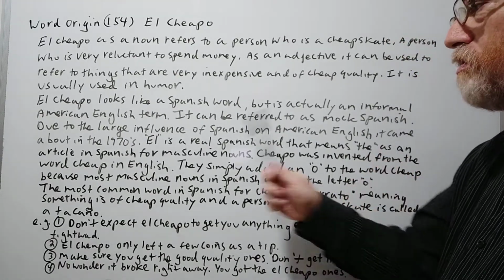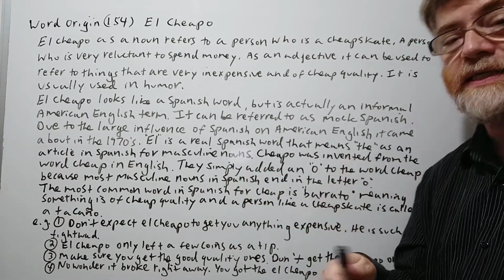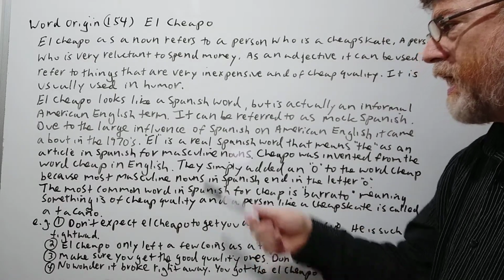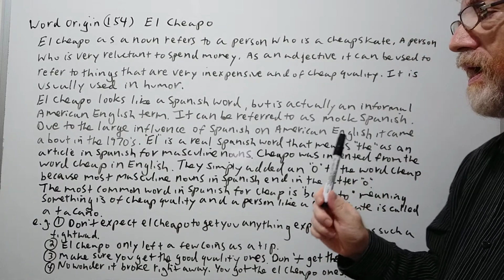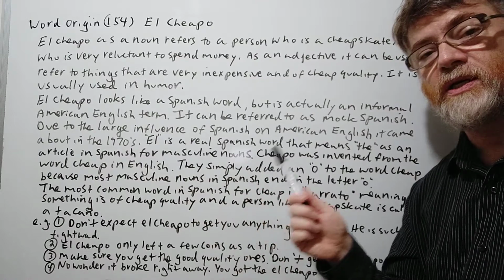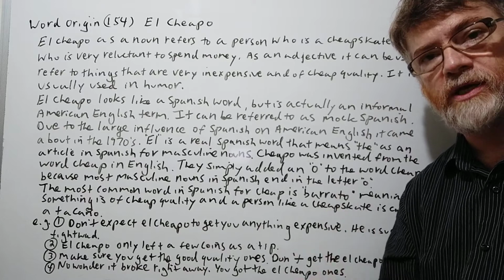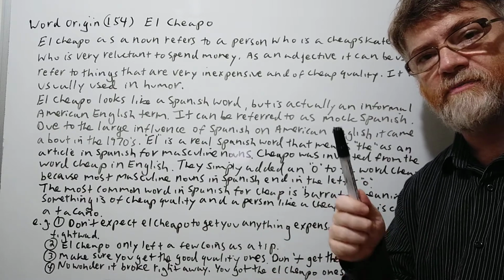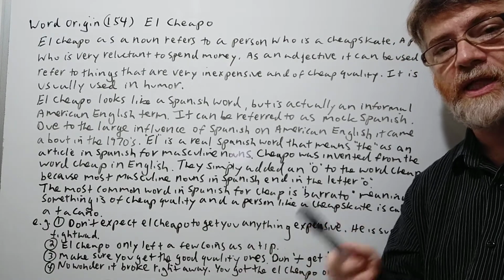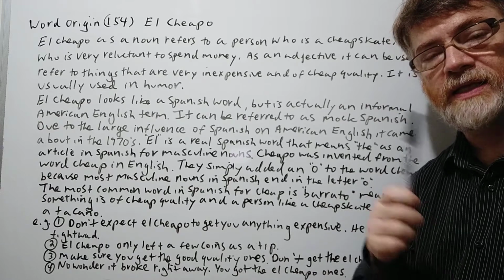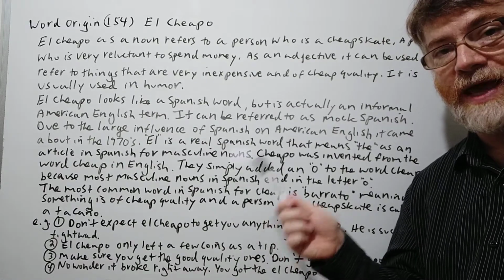Let's continue. Due to the large influence of Spanish on American English, it came about in the 1970s, so that's around the time it started. El is a real Spanish word that means the, as an article in Spanish for masculine nouns. Most of the Romance languages, like Spanish, Italian, Portuguese, or French, usually have male and female nouns, and they may have different articles for them. So in Spanish, the most common one for male is el, and the most common one for female is la. So that's where the el comes from.